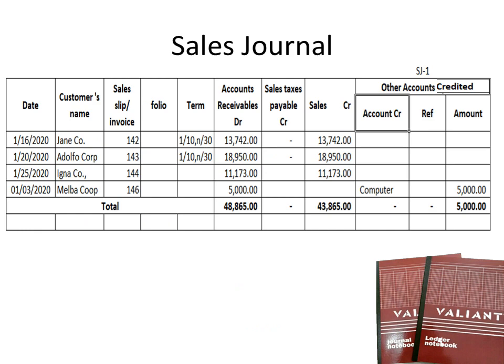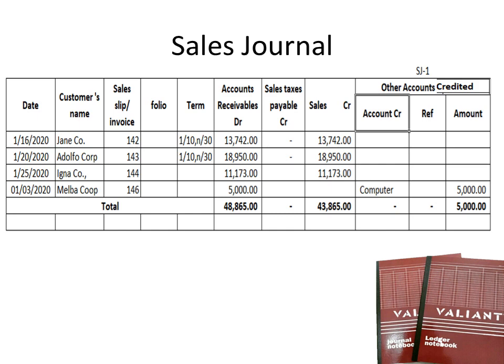So remember, we have on January 16, 2020, Jane Company bought from KKR Company with an invoice number 142, term 1% discount on 10 days at the amount of 13,742,000. So take note for this one, this is a non-VAT sales. So you have now the same as the sales. It also follows with Adulfo, you also have the same sales. For Igna, same, no term because, and for Melba Corp, it's not a sales, remember? Because what you sold is your old computer.